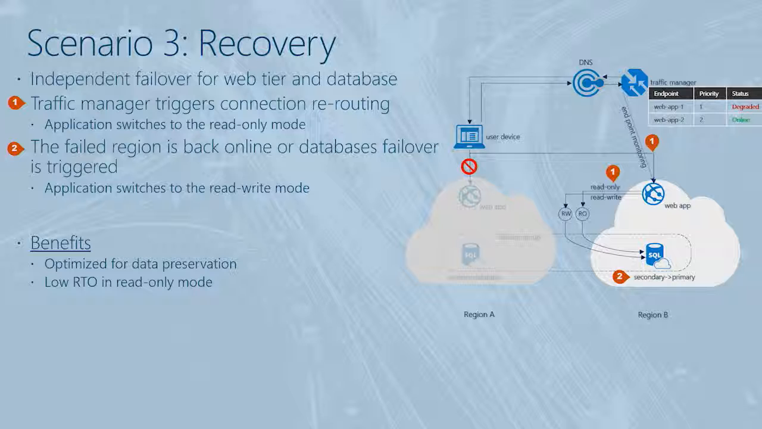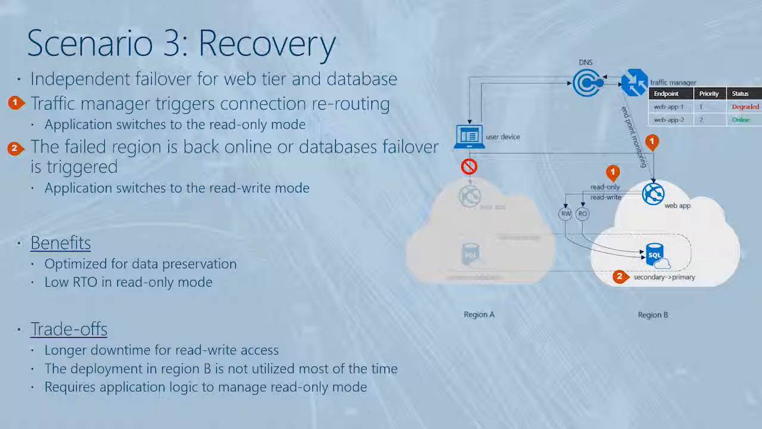So the benefits: obviously, it's optimized for data preservation. And in read-only mode, it essentially fails over instantly. As soon as Traffic Manager detects an outage, it fails over the traffic to a new region, but it'll be in read-only mode. The trade-off is that for read-write mode, for the full capability of the app, it's a longer downtime. And again, just like in the previous case, the deployment in the secondary region is only used when an unplanned event happens.